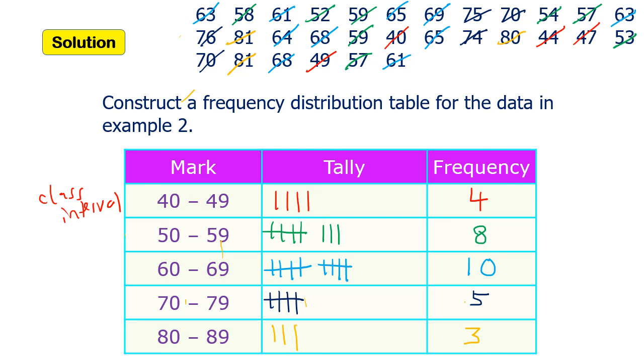Okay. Right. So that's about how we do the tally, and also how we write down the frequency. And then check the total here. The total must equal 30, right? So 4 plus 8 is 12, 12 plus 10 is 22, 22 plus 5 is 27, 27 plus 3 is 30. So the total should be 30, okay?